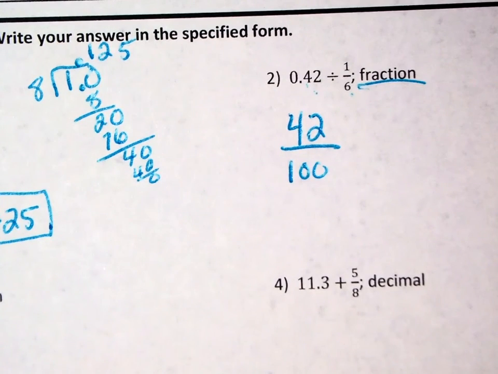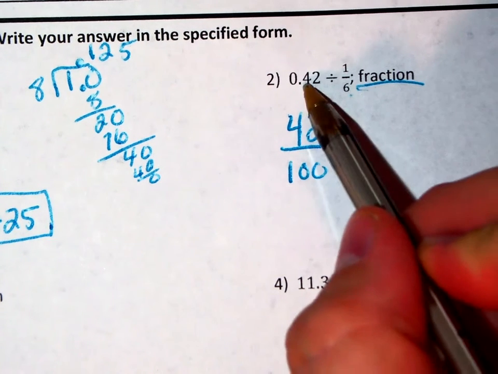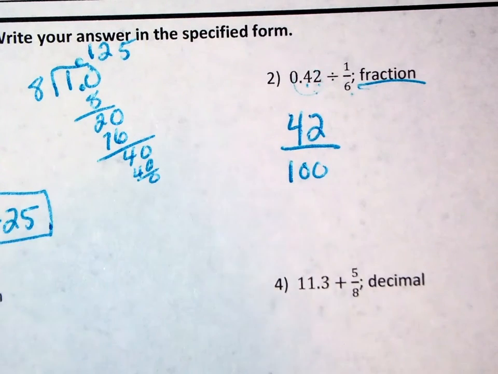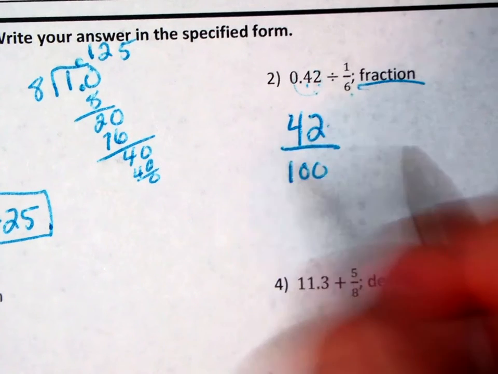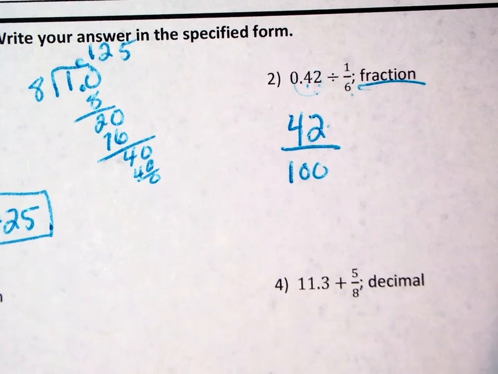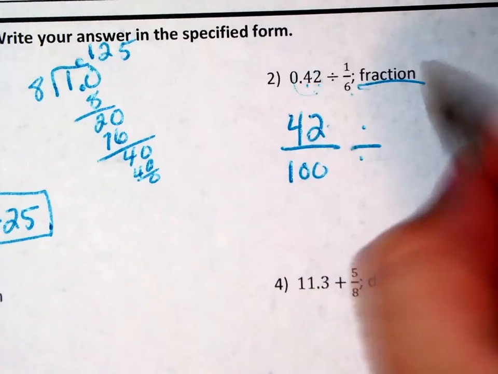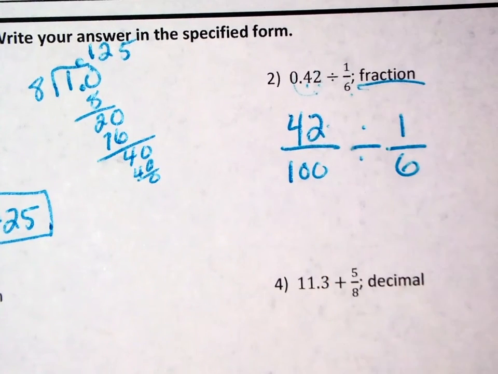So 42 over 100. Some of you still remember that 4 is in the 10th place, 2 is in the 100th place, so the combination of those two numbers is 42 that extends into the 100th place, so that would be the equivalent fraction of 42 over 100. Now that could certainly be reduced and that would make your numbers a lot smaller, but I'm going to leave it like that because like I said, I'm not going to solve this problem. But that was divided by 1/6.